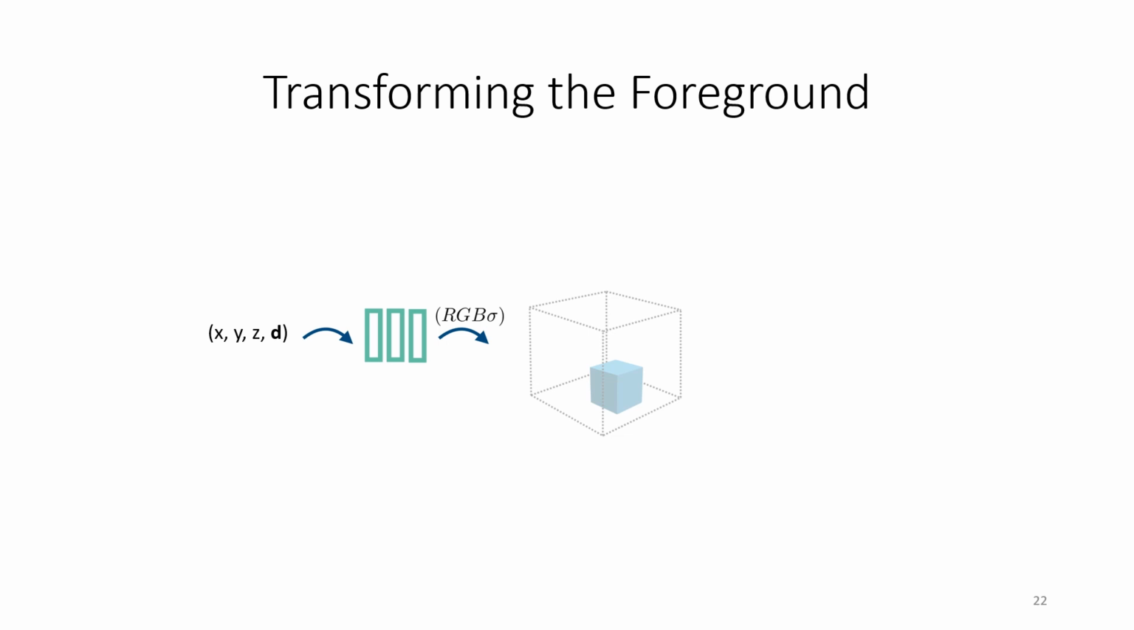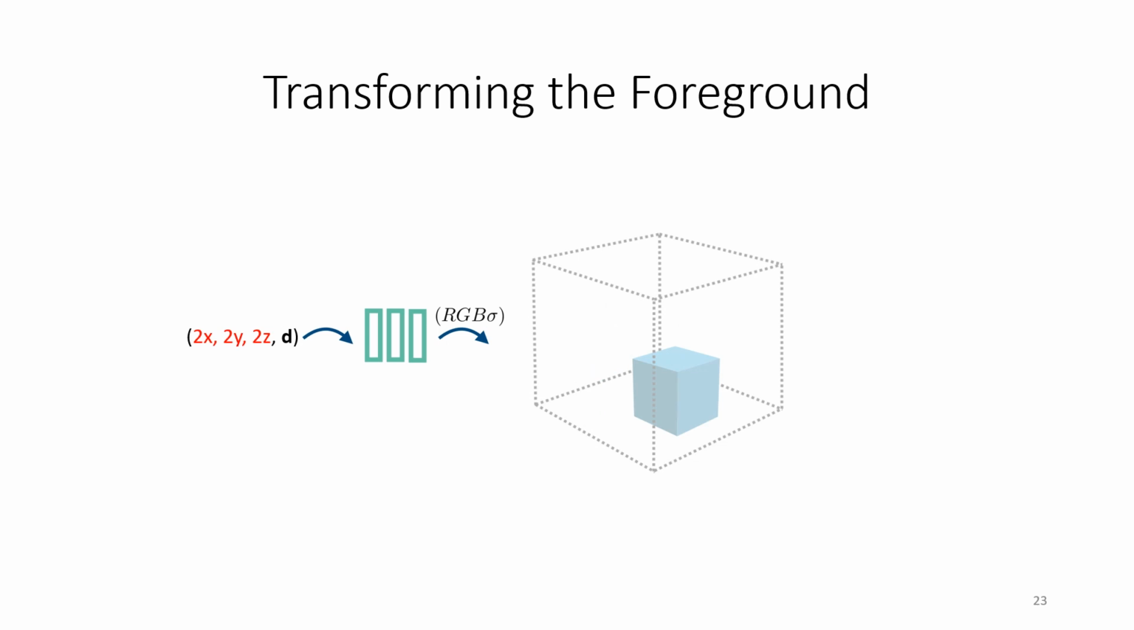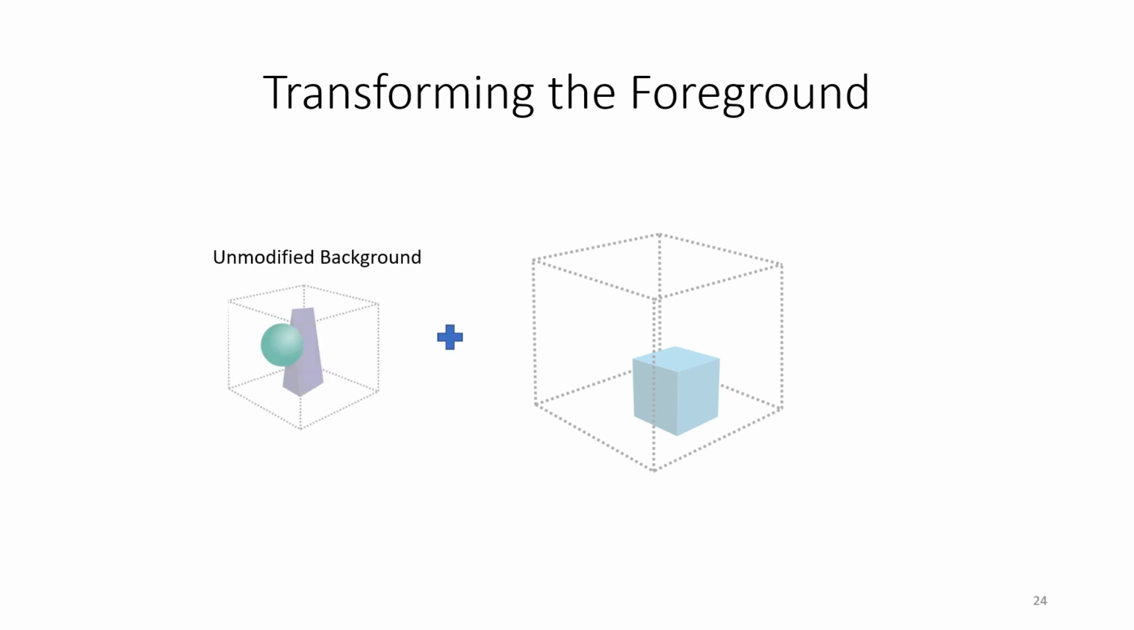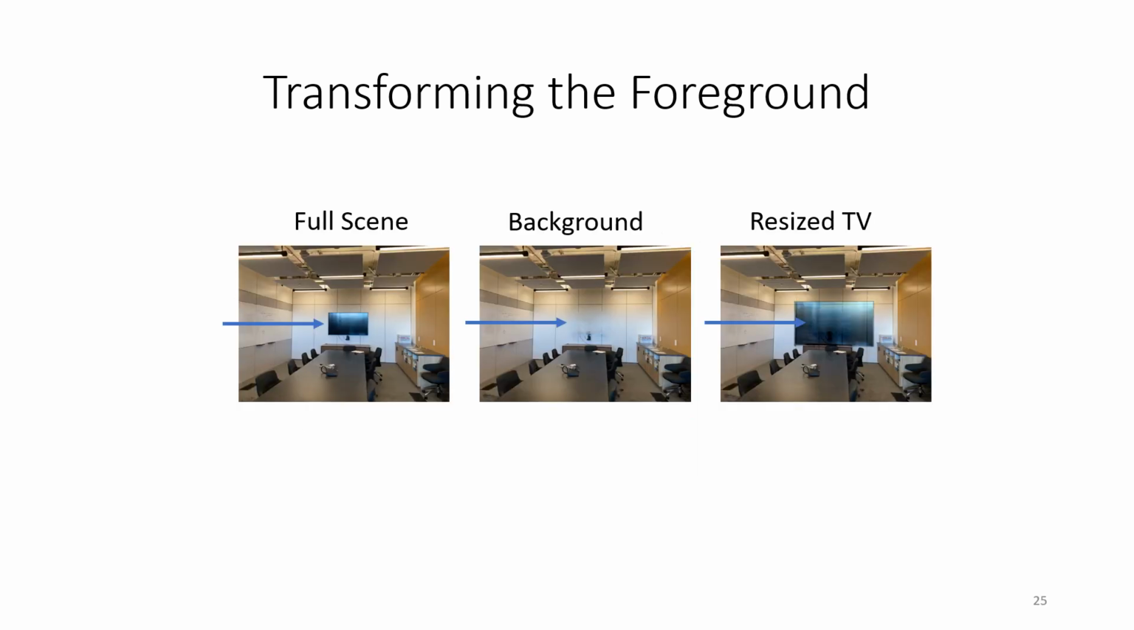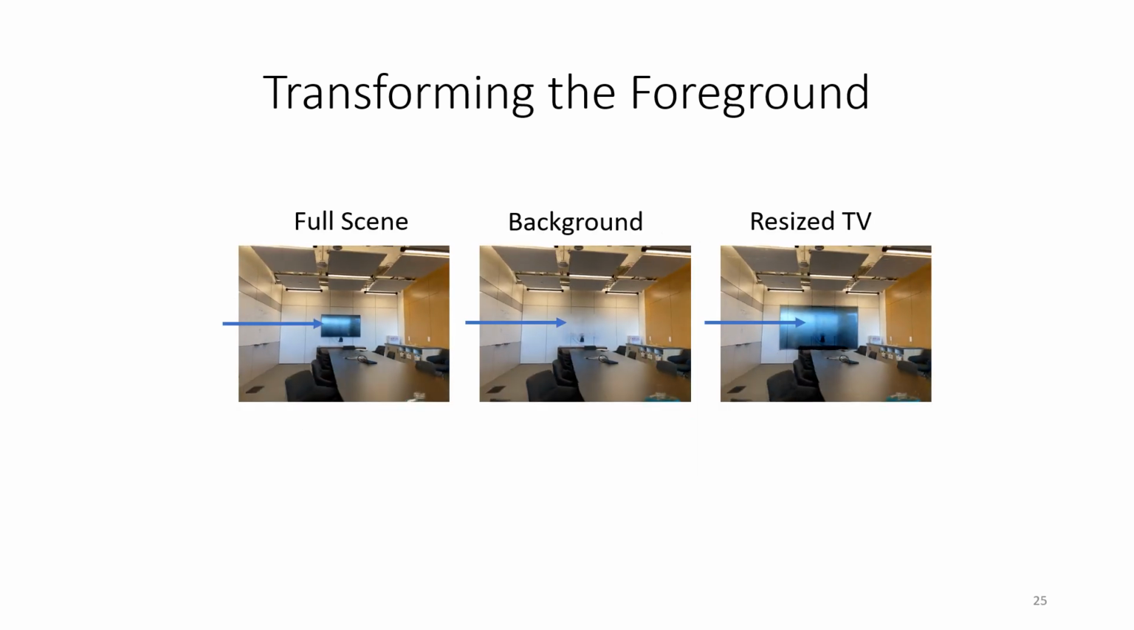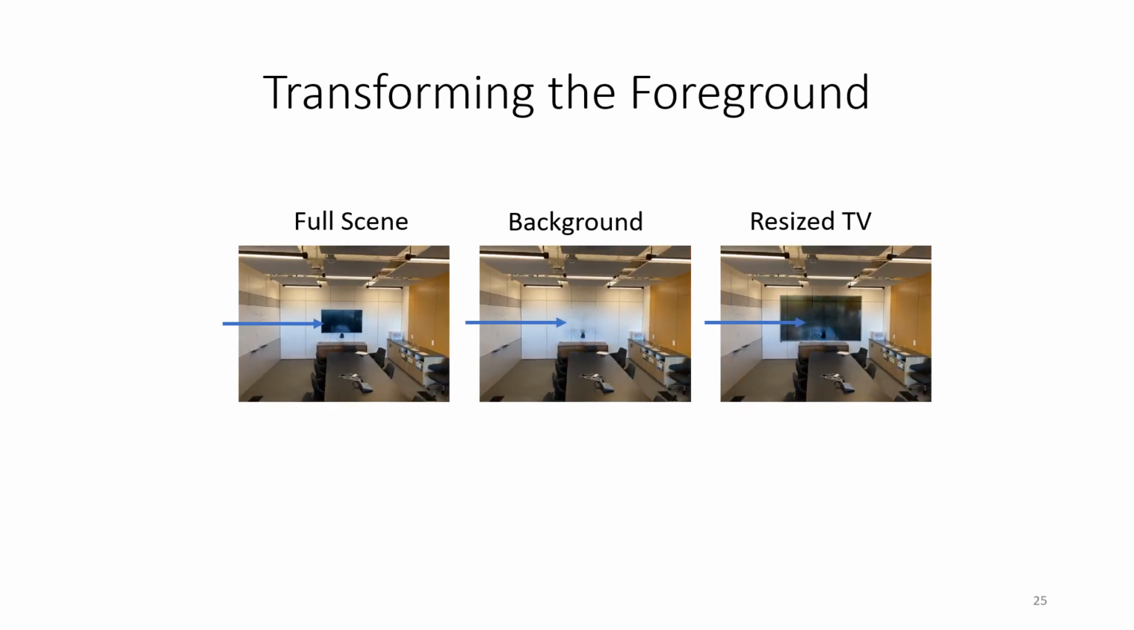So let's say we want to transform the foreground object. The input to the neural field are input coordinates along the ray, as well as ray view and direction. By applying a transformation to input coordinates, for instance a resize transformation, we can resize the foreground in isolation. We can now add it back to the background volume, which is unmodified, to get back the full scene with the transformed foreground. Using this procedure, we can enlarge the TV, for instance.